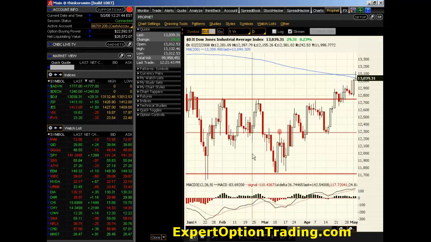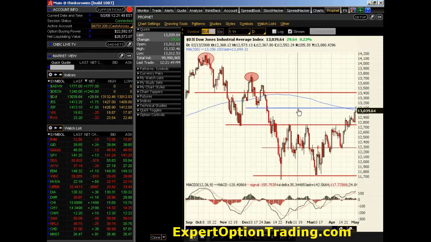Technical analysis is interesting in that it's fairly simple. You have support and resistance points. You have support, you have resistance. You have resistance, and you have support.